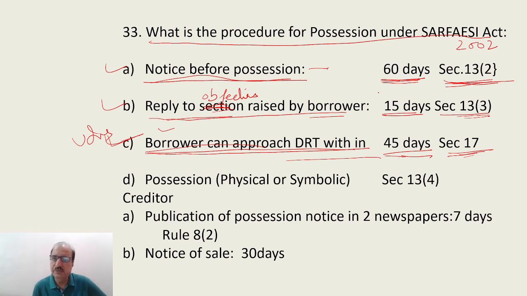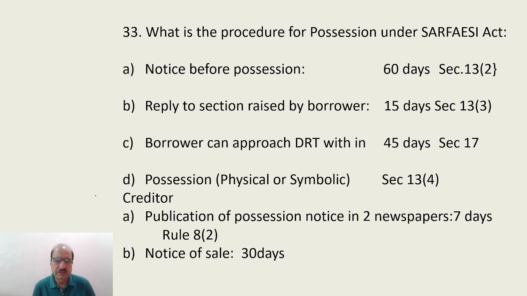After that, when everything has been done, 60 days has passed and borrower has not got any relief from the DRT, then next is possession by secured creditor. Possession, physical or symbolic, by secured creditor. If 60 days pass, then under section 13(4) of SARFAESI Act, the lending institution, which may be bank or financial institution, can take possession of the secured asset. That can be physical or symbolical, just by posting a notice on the property that this property belongs to the lending institution or bank now, don't deal with it. So that possession, physical or symbolic, is to be under section 13(4).